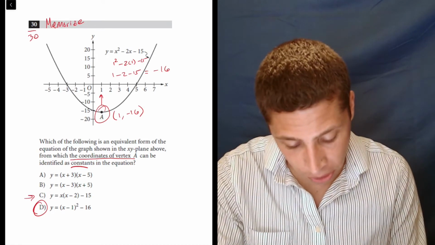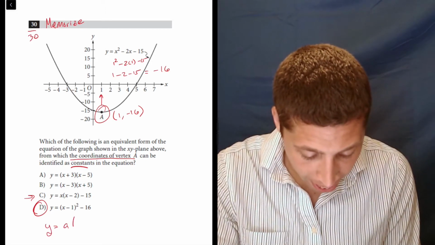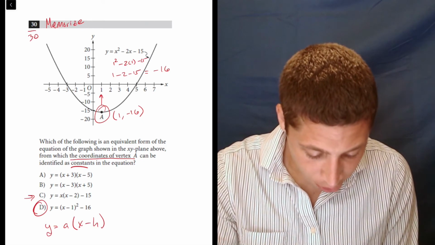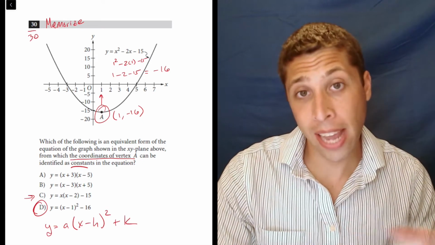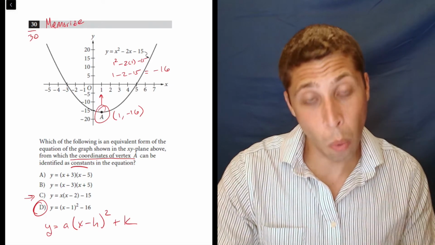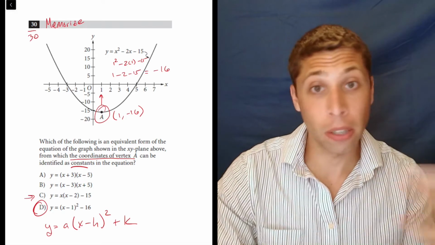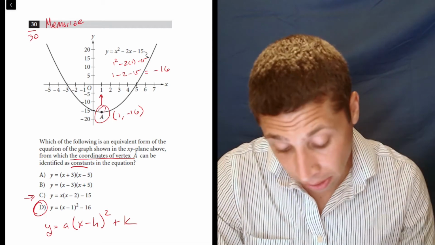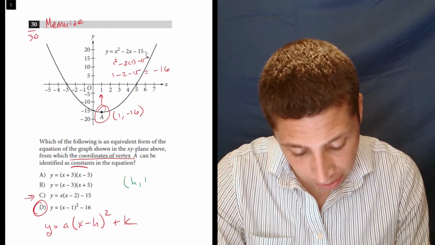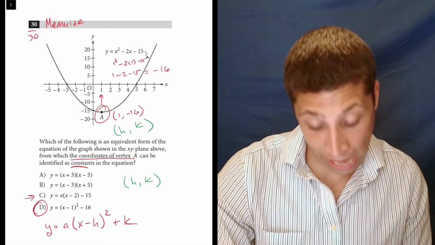So what is the vertex form? It's y is equal to a times (x minus h) squared plus k. Now this does not have an a. In this case, a is 1. It's used to kind of make the parabola bigger and smaller this way. But what it does have is the h, k, which is the vertex, (h, k). And so that lines up with the numbers that we have.